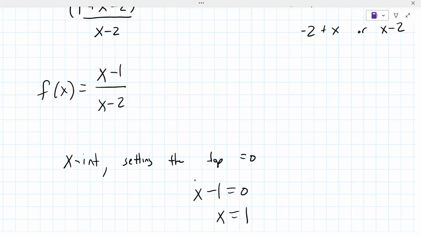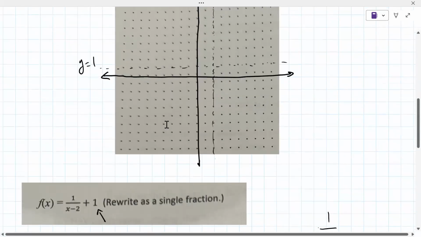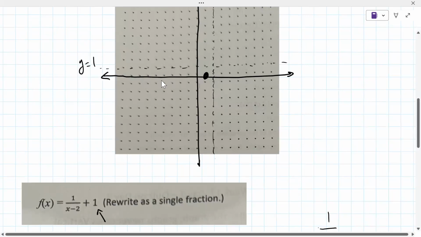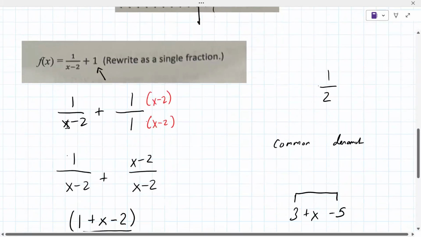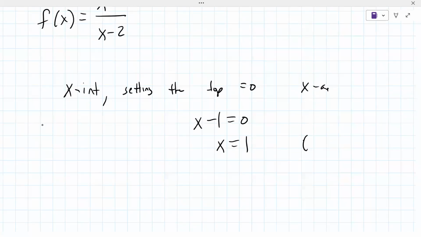So the x-intercept is where it crosses the x-axis. If we go back to our graph, 1 comma 0, it crosses right there. So you want to add that point in. You can plot that point, 1 comma 0, on your graph.